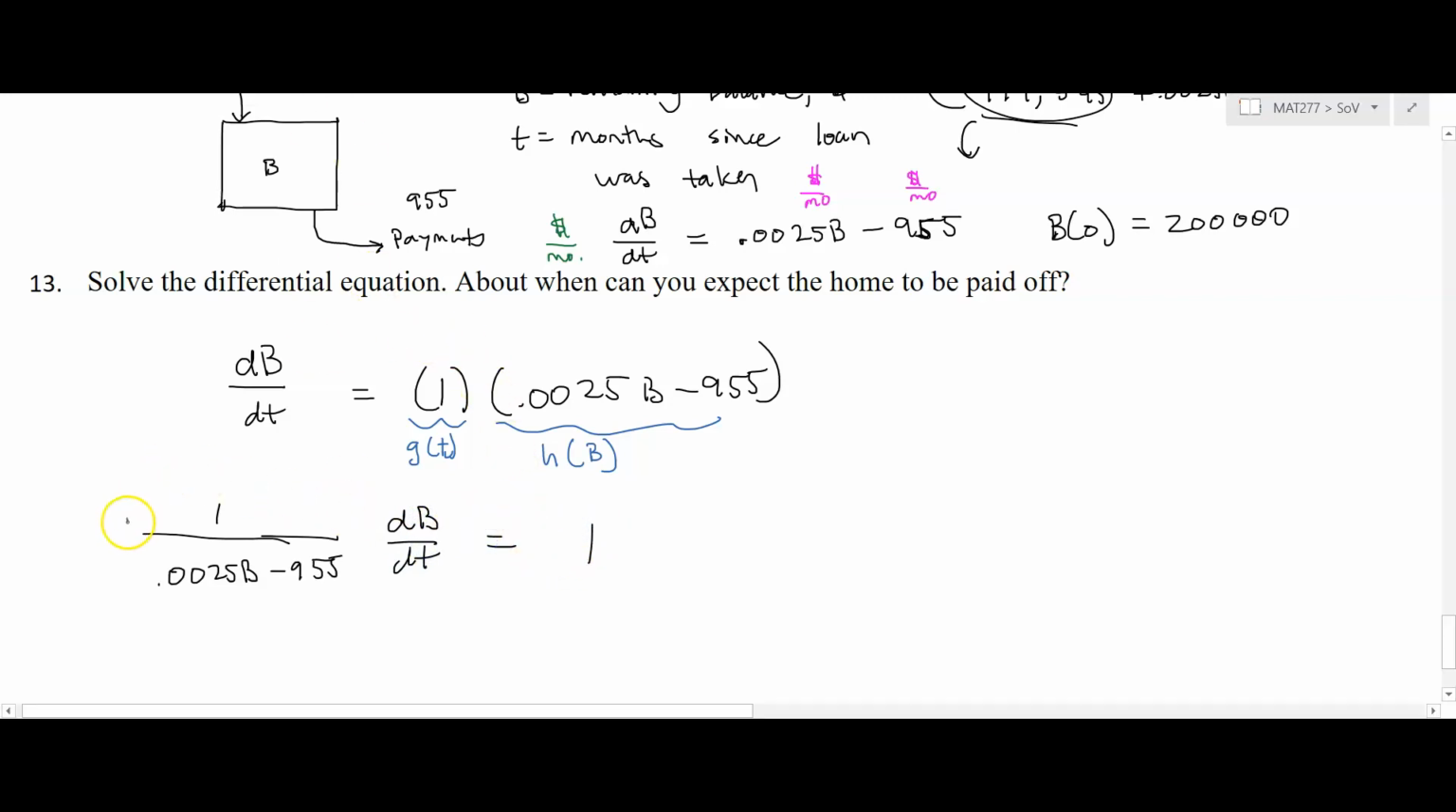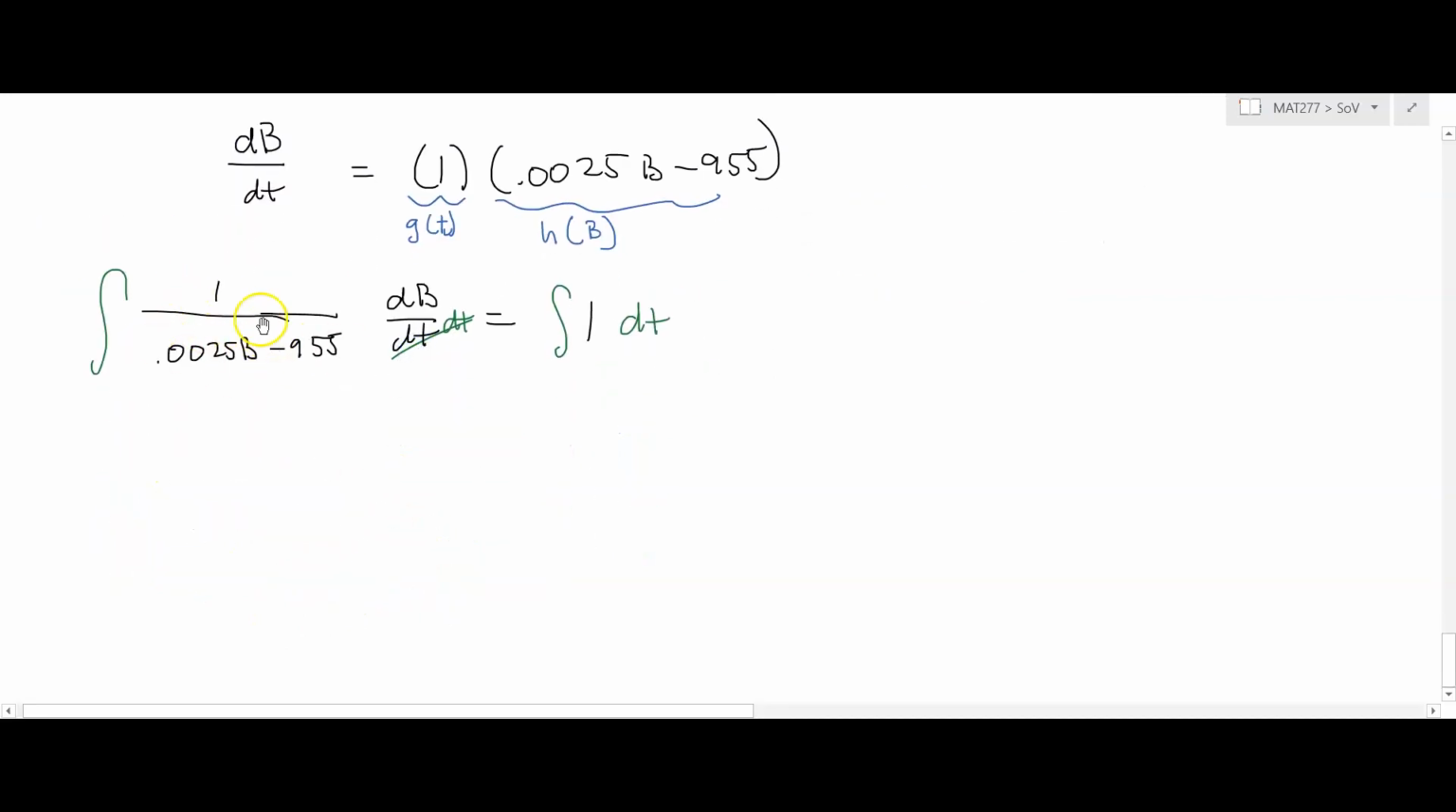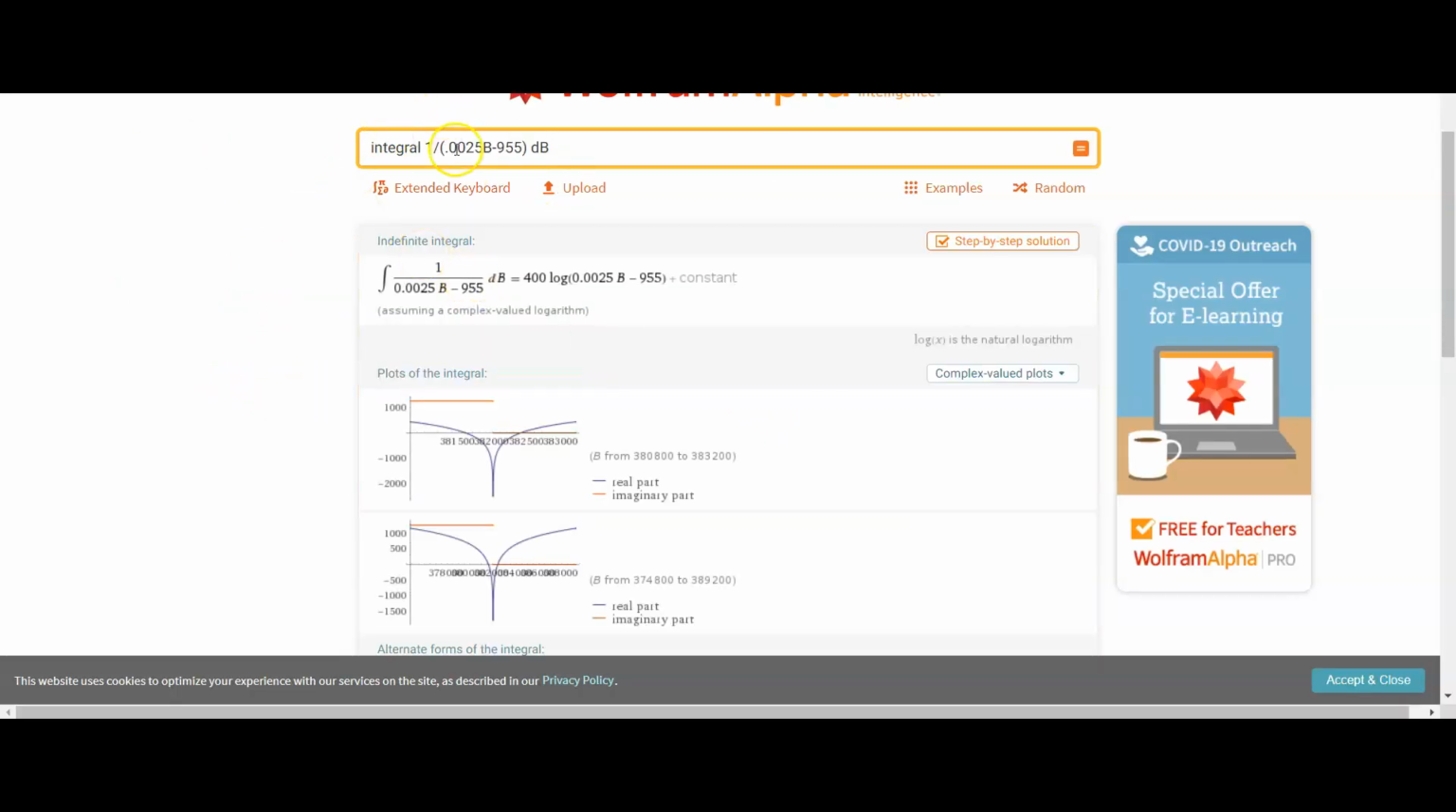Now I can perform my integration with respect to t on both sides. On the left I have that cancellation, and I can see that I'm integrating with respect to b. I don't really feel like using u substitution here, so I'm going to use Wolfram Alpha. There I have it input. Just be cautious that you have parentheses around the whole denominator, and always check the input entry to verify that what you put in is what you wanted to put in.